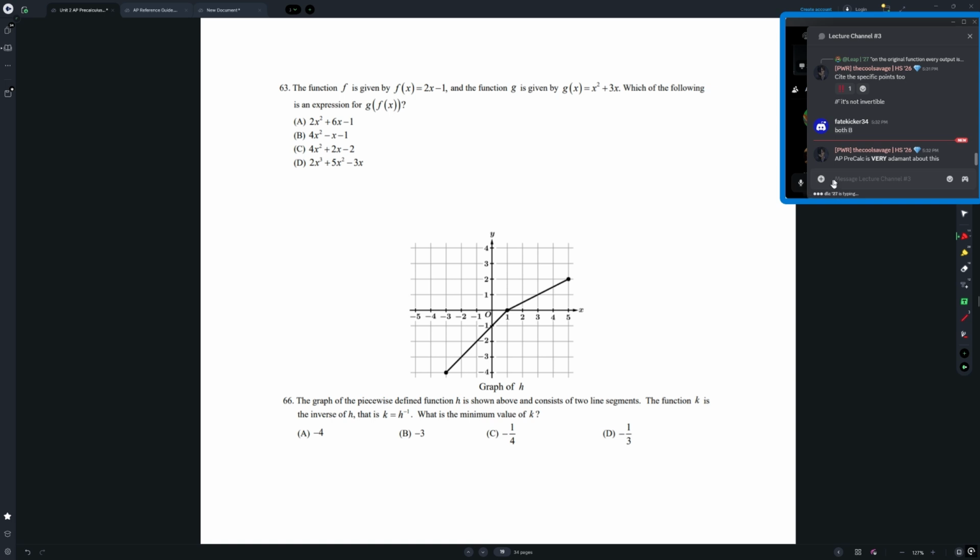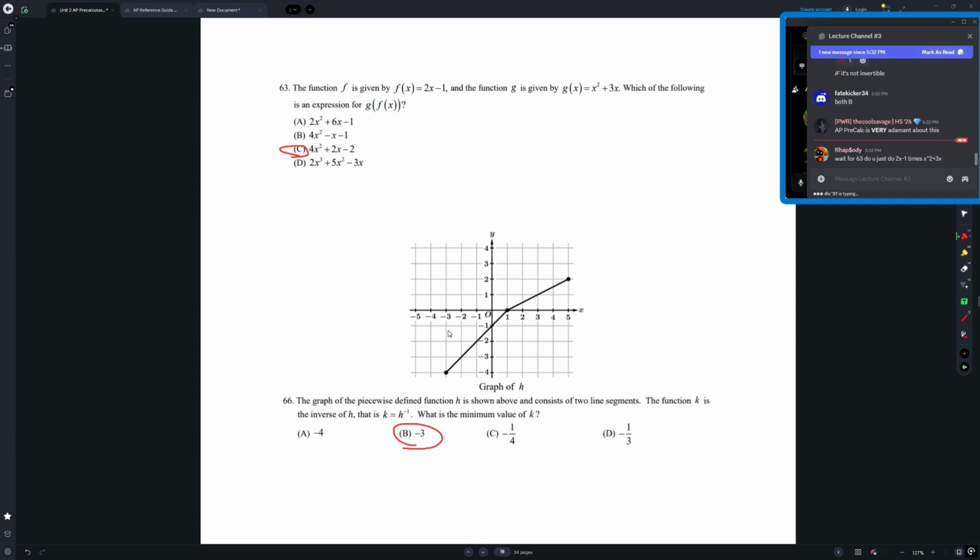Alright. Let's go over this. So 63 is C, and 66 is B. Any questions about these two? These are very important concepts, and they show up in both Unit 1 and Unit 2 a little bit. And a little bit in Unit 3, I think. Yeah, inverse shows up in Unit 3.